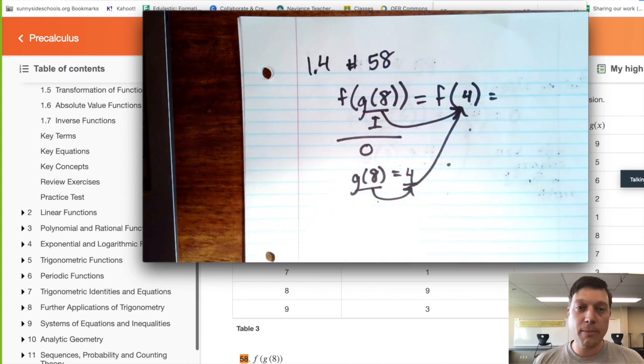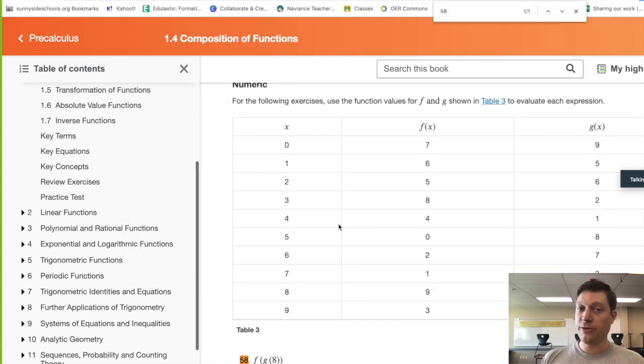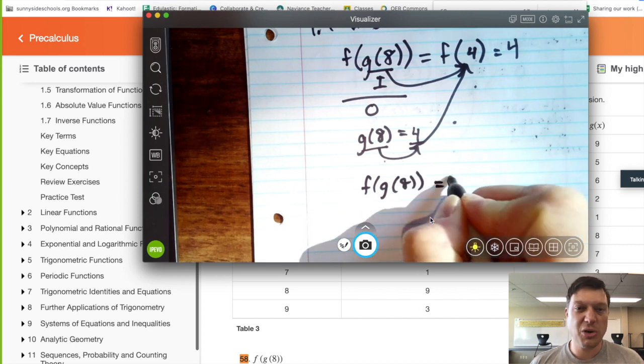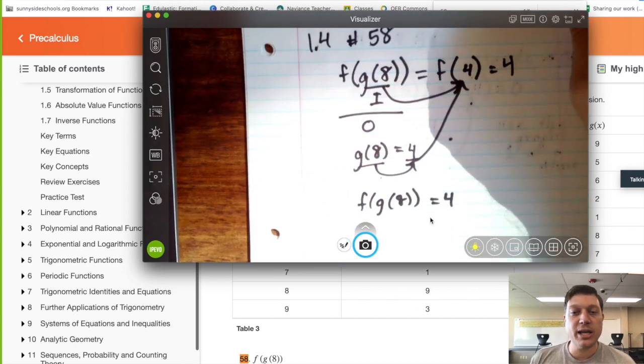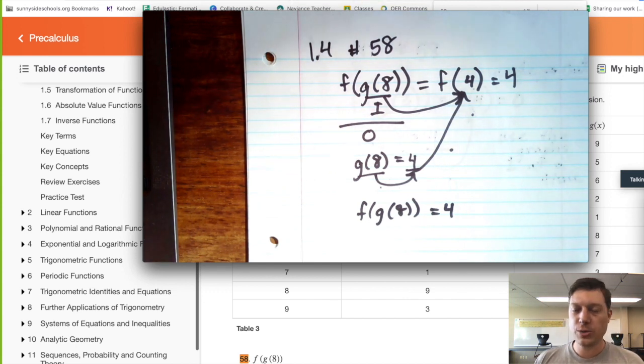So take that 4, that's the answer or the output for g of 8, and we're going to put that into the composite function f of g of 8, as in g of 8 becomes 4. Now we look at the x equals 4 row, and we find out that f of 4 is actually also 4. So here we have the answer, f of g of 8 equals 4, using graphs or tables.